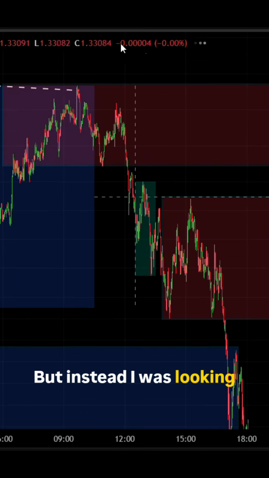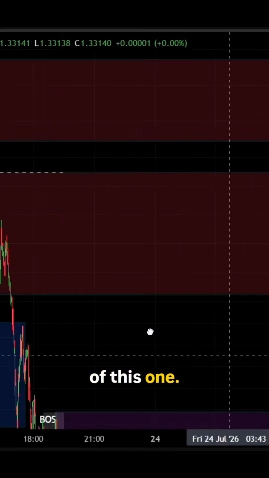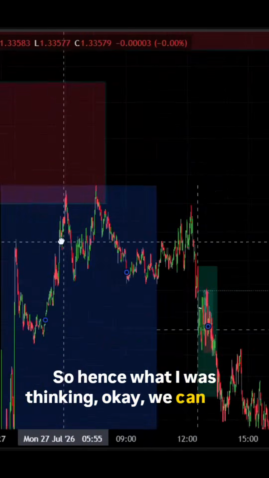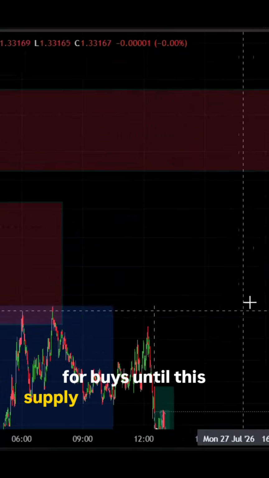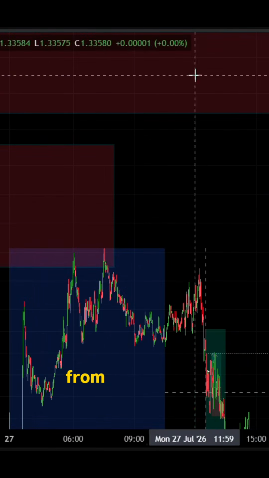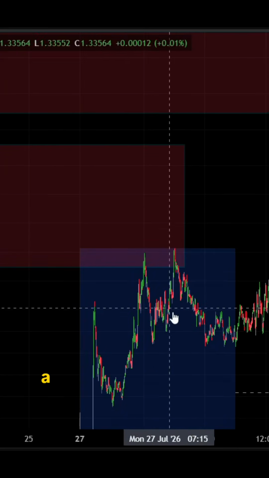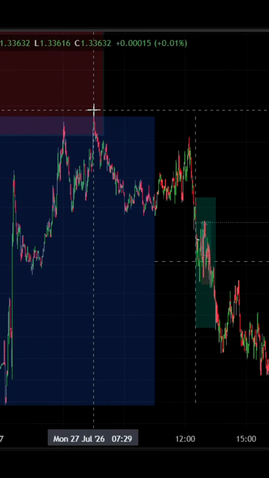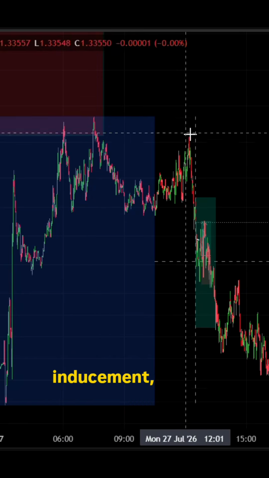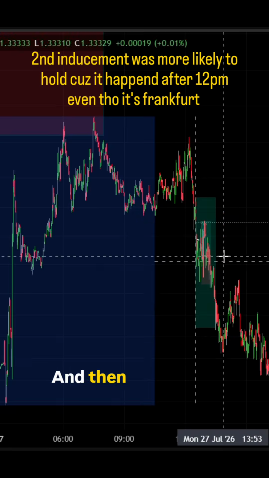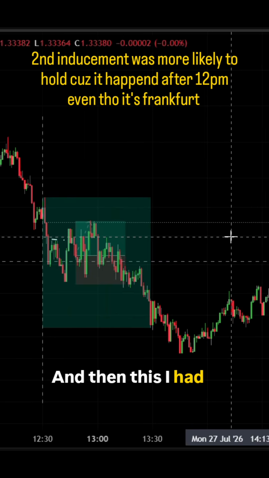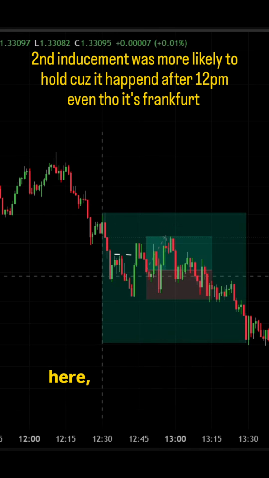But instead I was looking for this one instead of this one. So hence what I was thinking, okay, we can look for buys until this supply, and then we can sell from this supply. But in reality, price action already tapped into a supply and started to give the reaction, confirmed by the inducements here, first inducement, second inducement, and then I had a sell opportunity.